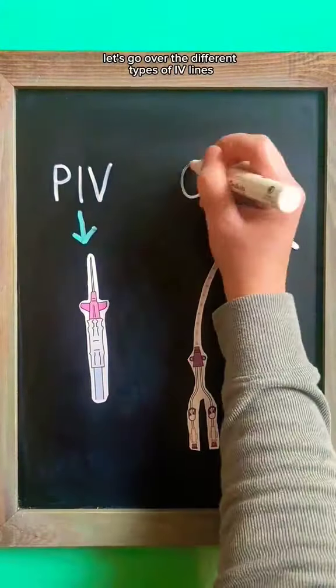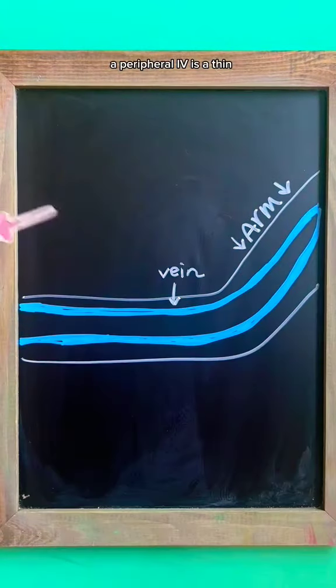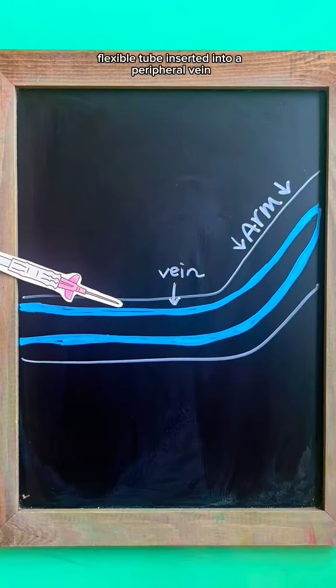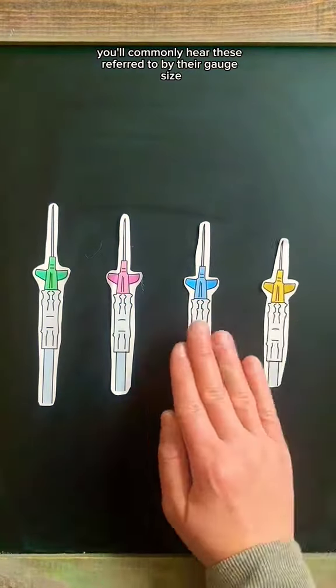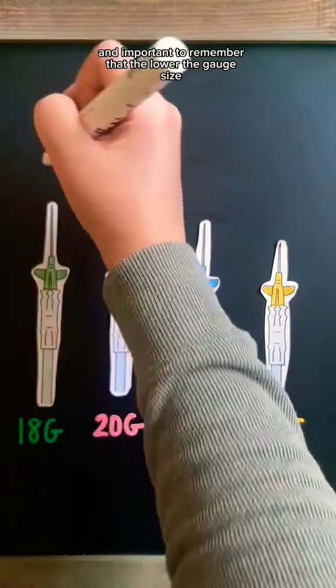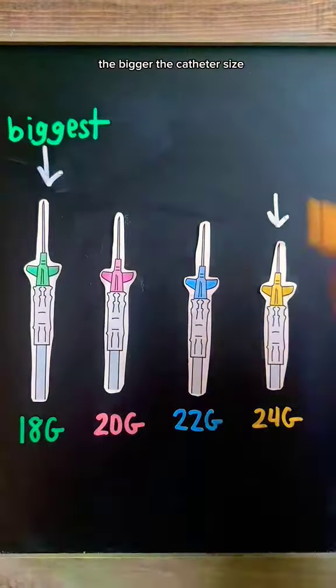Let's go over the different types of IV lines. A peripheral IV is a thin flexible tube inserted into a peripheral vein. You'll commonly hear these referred to by their gauge size, and important to remember that the lower the gauge size, the bigger the catheter size.